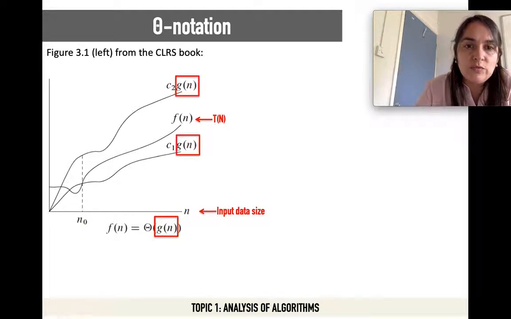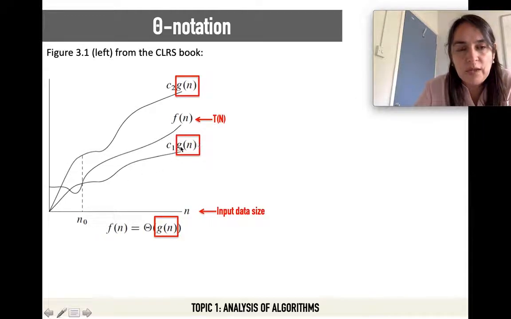And we are searching for one function that has this condition. If I multiply this function by one coefficient, this function is always going to be equal to or higher than my function starting at some point. And if I multiply this very same function by another coefficient, I always get this new function going under my function starting at a given point called n0. So if I find a function that complies with this, then I can say that the function I'm analyzing, the running time, for example, is theta of g(n).